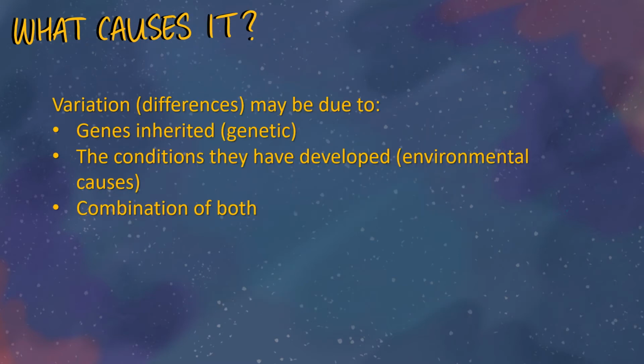So what causes it? Variation may be due to genes, so something that is inherited from parents. It may be due to the conditions they have developed in, so from the environment, or it could be a combination of both. And we're going to go through an example now. I just want you to write down those 3 things, please. So pause it and write it down, and I will carry on in 5 seconds.